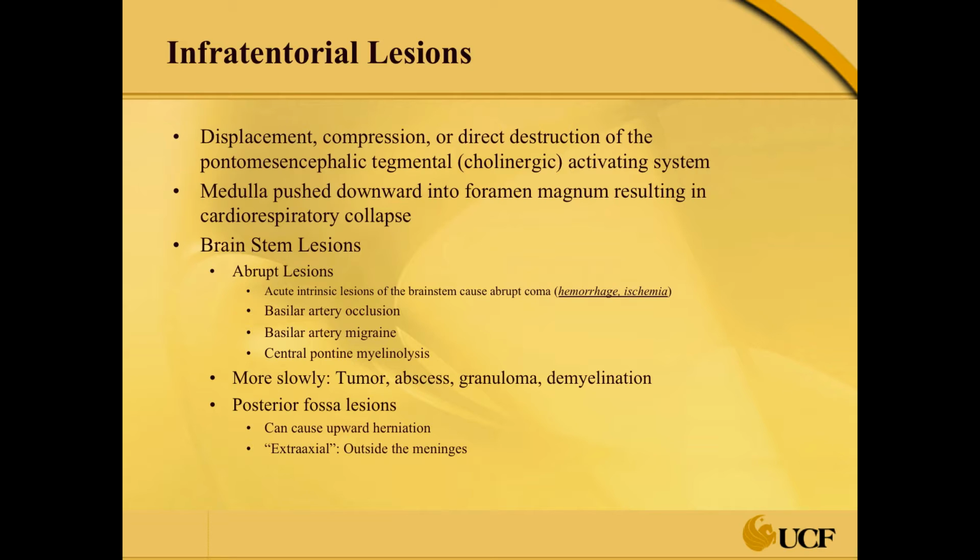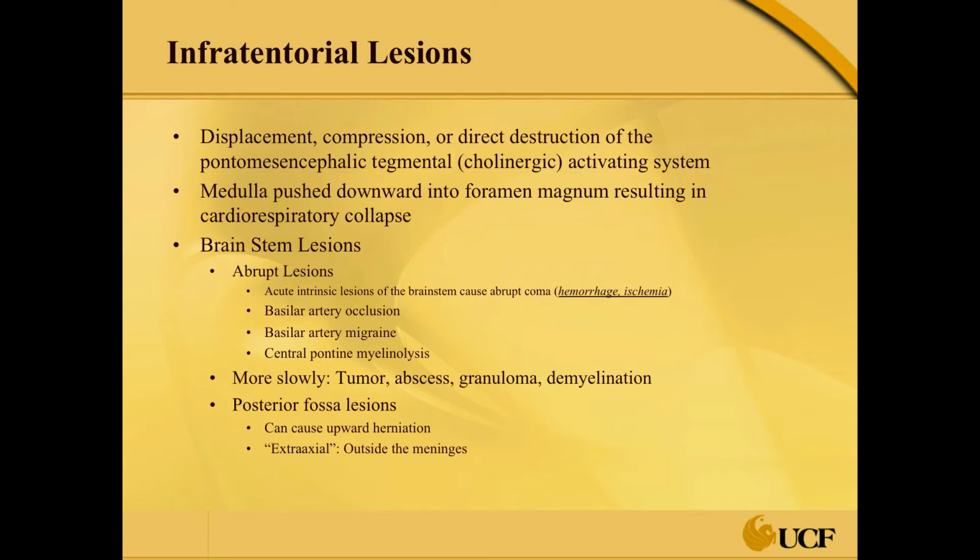Obviously, our vital centers are located in the brainstem, so lesions that affect the brainstem either directly, such as these abrupt lesions, or indirectly, from, for example, the medulla being pushed downward into the foramen magnum is going to cause the vital centers to collapse. So that's why this is so significant.